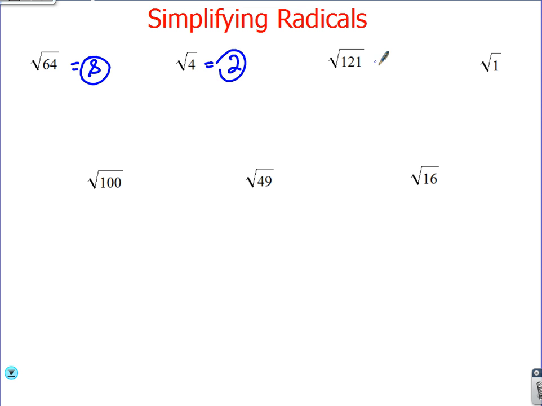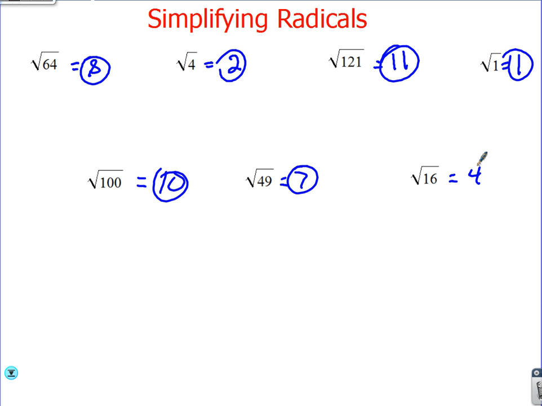Square root of 121, somebody know that one? 11. Square root of 1. That's the one people miss. People put a half. What times itself, not what plus itself, what times itself. That's the reason I said that a while ago. Square root of 100 is 10, square root of 49 is 7, square root of 16 is 4. Make sure, sometime between now and tomorrow, that you make a list of all your perfect square roots.